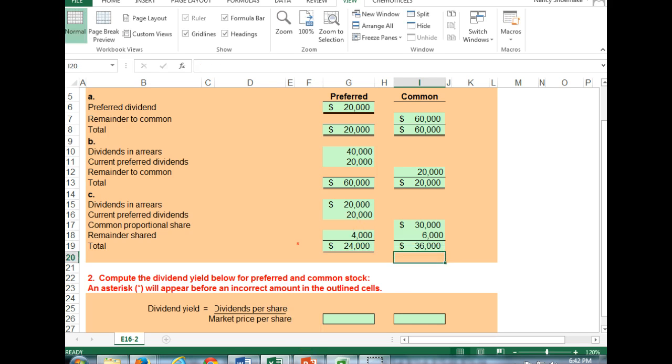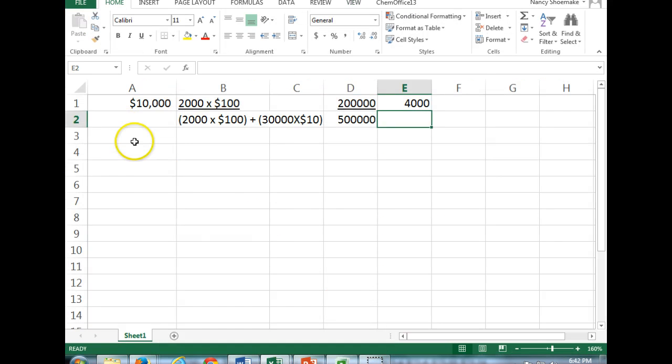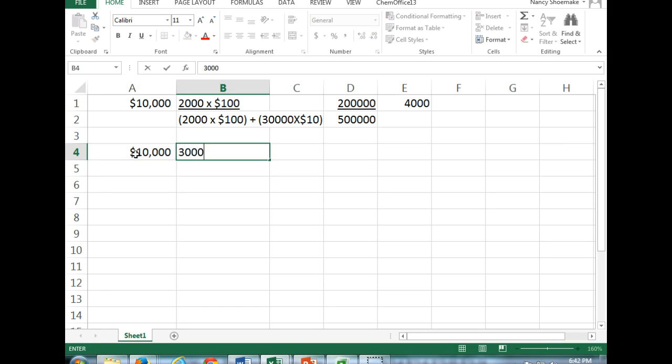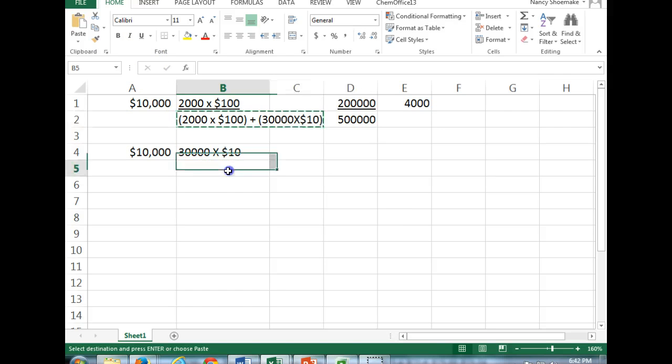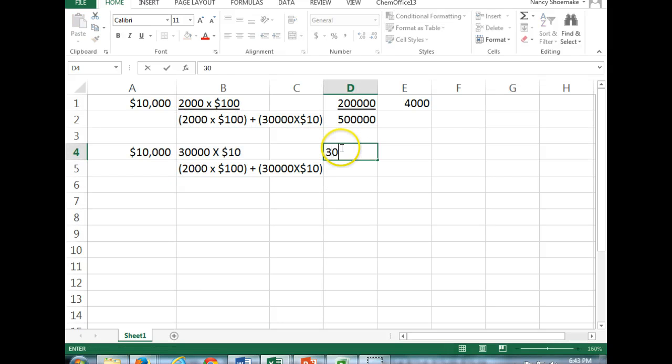Now, guys, we could go back here and do that same thing for the common stock, and we're going to get the same results. 10,000, and then we would say the 30,000 shares times $10, divided by 500,000. That is going to be 300,000 divided by 500,000. Do you guys get what I'm doing here?